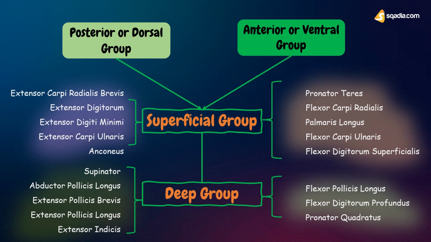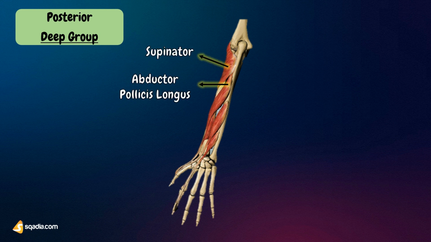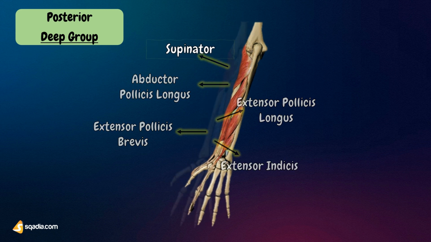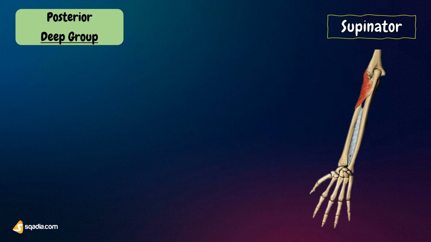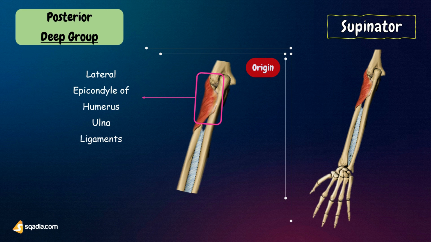Now let's look at the deep muscles of the posterior compartment. There are 5 deep muscles. We have the supinator, abductor pollicis longus, extensor pollicis brevis, extensor pollicis longus, and extensor indicis. The supinator muscle originates from the lateral epicondyle of the humerus and ulna, and ligaments around the elbow joint.